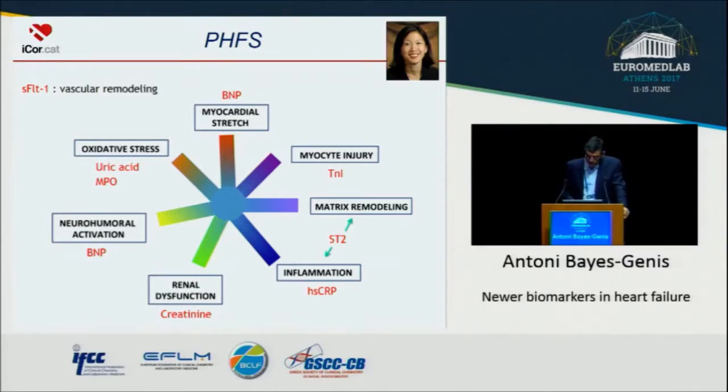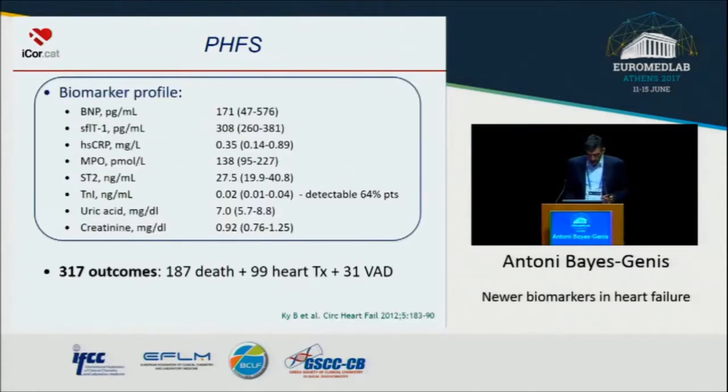So they used BNP for stretch, troponin I for injury, ST2 for matrix remodeling and inflammation, CRP also for inflammation, creatinine for renal dysfunction. BNP also provides surrogate information of neurohormonal activation, uric acid and myeloperoxidase for oxidative stress, and sFLT1 as a vascular remodeling biomarker. So this is a very, very comprehensive study. If you want to check medians and IQR, here you have them for all the biomarker profiles.